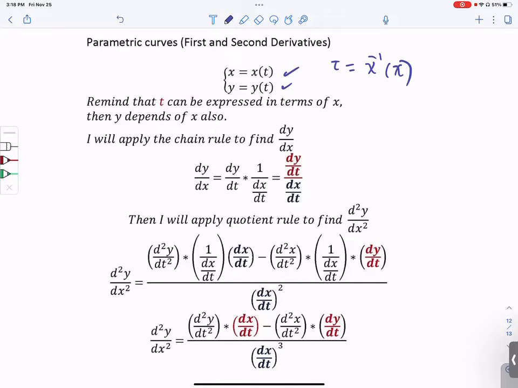And then y can also be expressed in terms of x, evaluating the inverse function of x with respect to x. Now we're going to apply the chain rule here to find dy/dx. Now the dy/dx, but this is t, right? This is t.